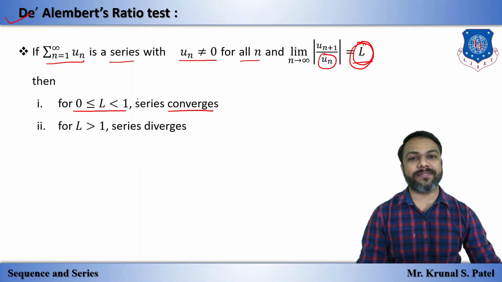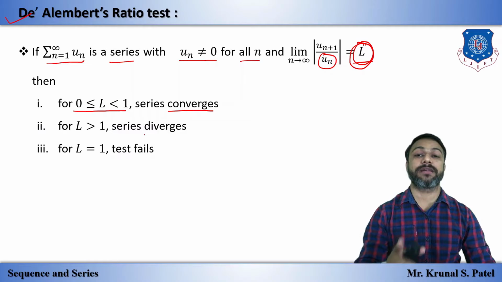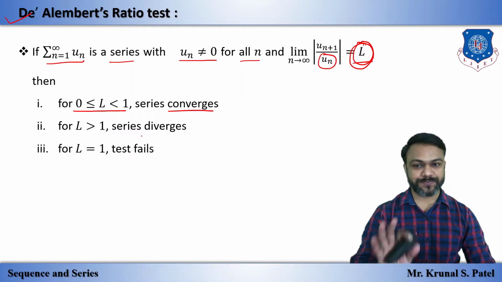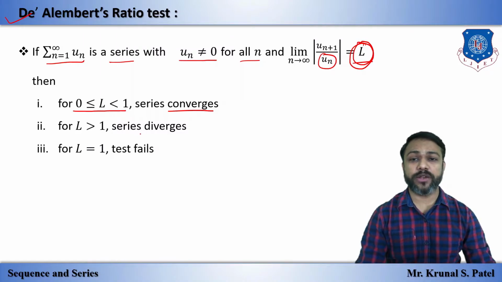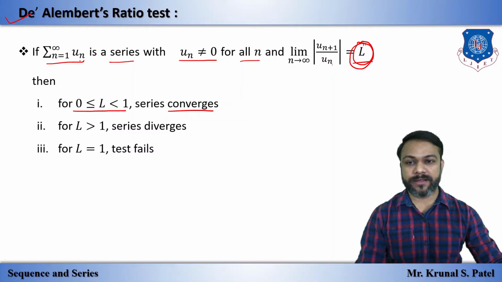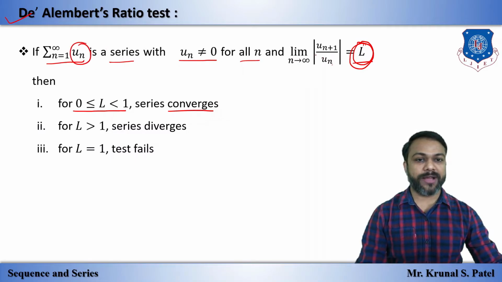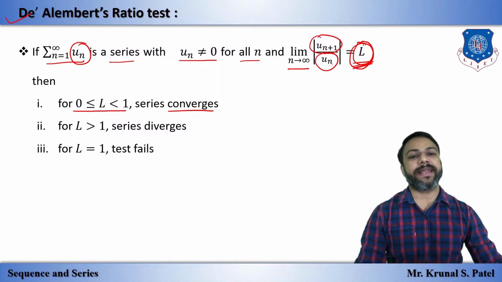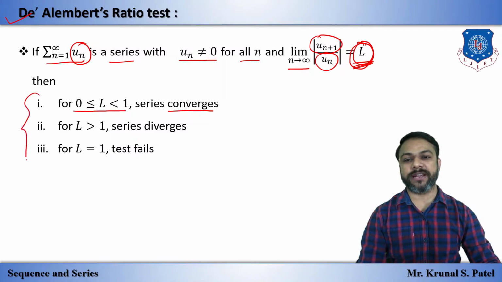If L is greater than 1, then the series is divergent, and if L is 1, then this ratio test fails. So this is the normal ratio test. No need to be confused about this test. You are given un, you have to find un plus 1. Then you have to take the ratio of un plus 1 upon un. Taking the limit, you will get the answer L, and according to L, we have these three conditions.